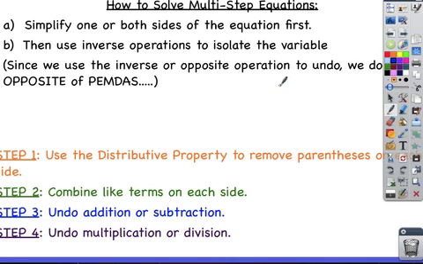So we would begin with addition and subtraction, and then move on to multiplication and division, and then the exponents, and then the parentheses. For those of you that like to have a step-by-step process, step 1 would be to start simplifying by distributing whatever we have to distribute in order to get rid of the parentheses. Step 2, we combine like terms on either side. Step 3 would be to undo addition or subtraction. Step 4 would be to undo multiplication or division, etc.